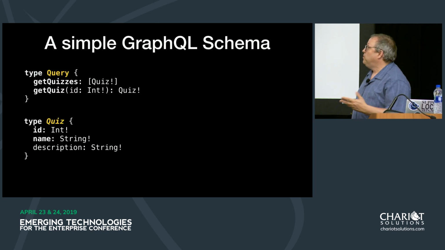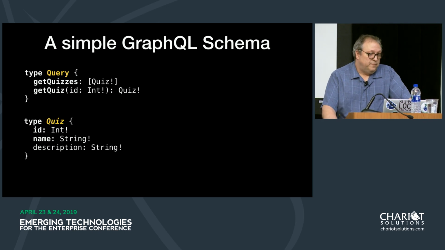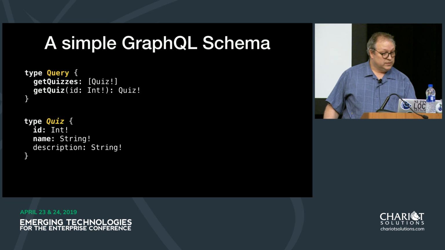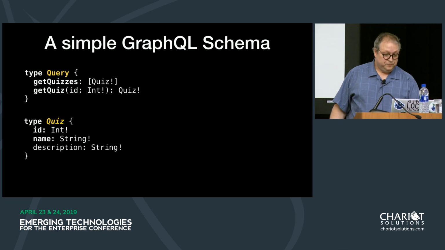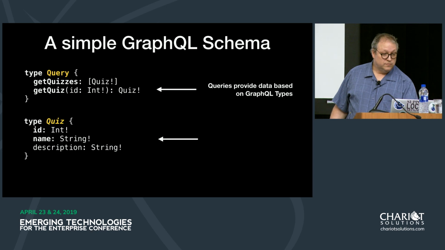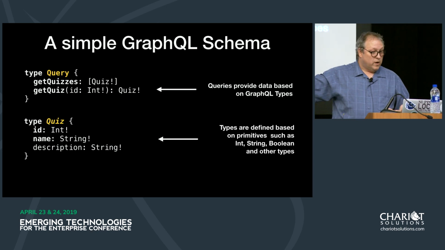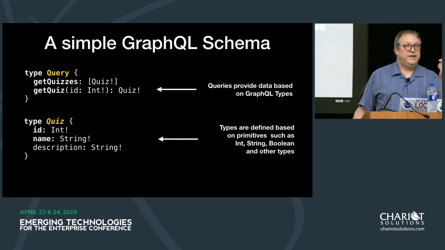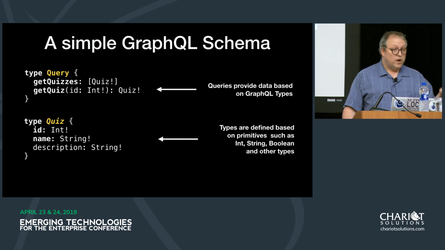Here's a really simple beginning GraphQL schema. If you look at the bottom first, actually, we've got a type called quiz, and then we have a query that uses quiz. Let me put my little notes in here. So up top, you see our query, where we take our GraphQL types. We're saying if I call getQuizzes, now that's a method. It's called a query method.